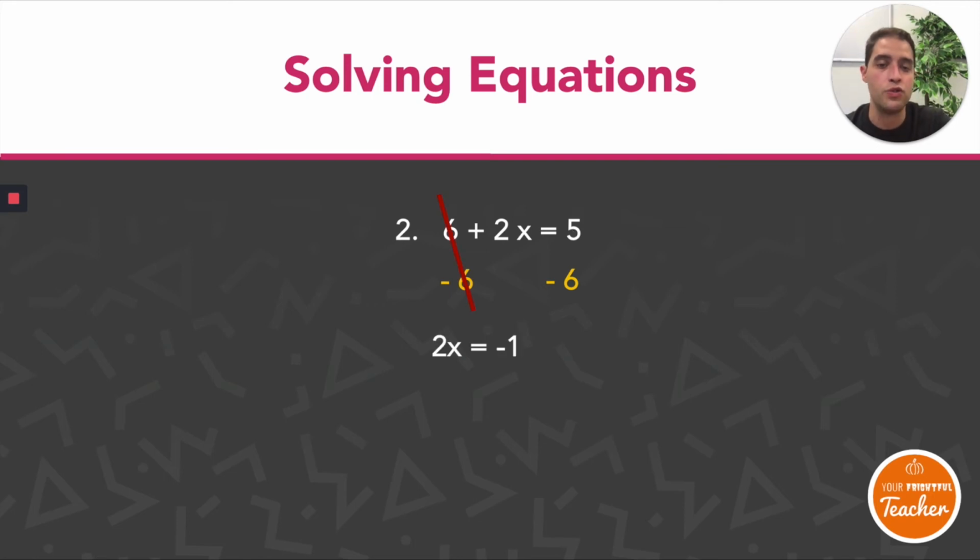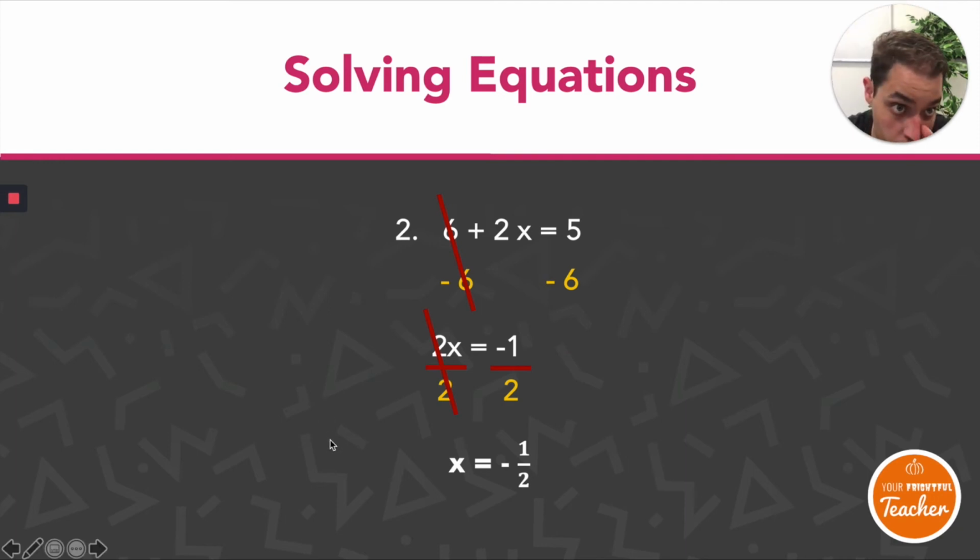But then it leaves me with 2x equals minus 1. And I want to work out what 1x is. So then I need to divide that by that value of 2. Cancels it out. And it leaves me with x equals minus half. And I leave it as a fraction. I think it's very tidy like that. Okay, I lean to leaving it as a fraction.